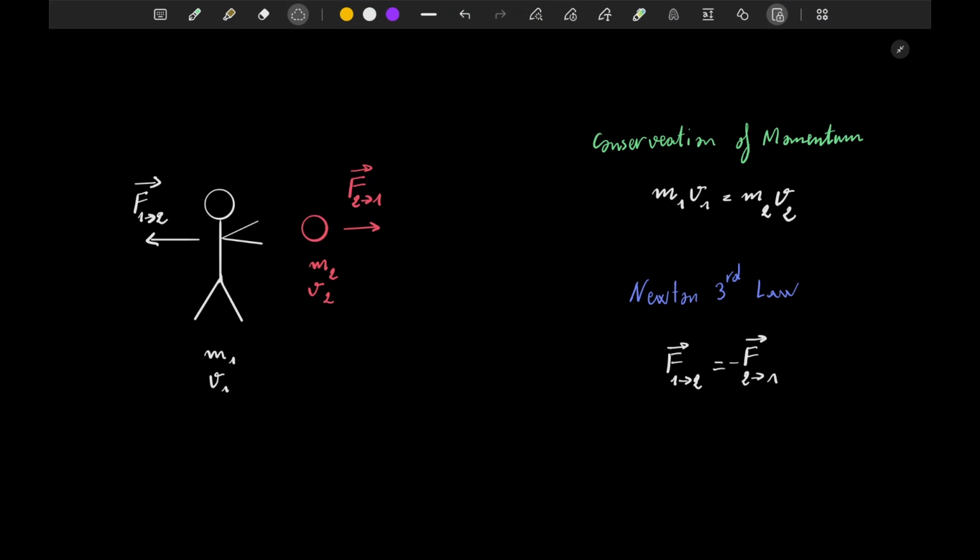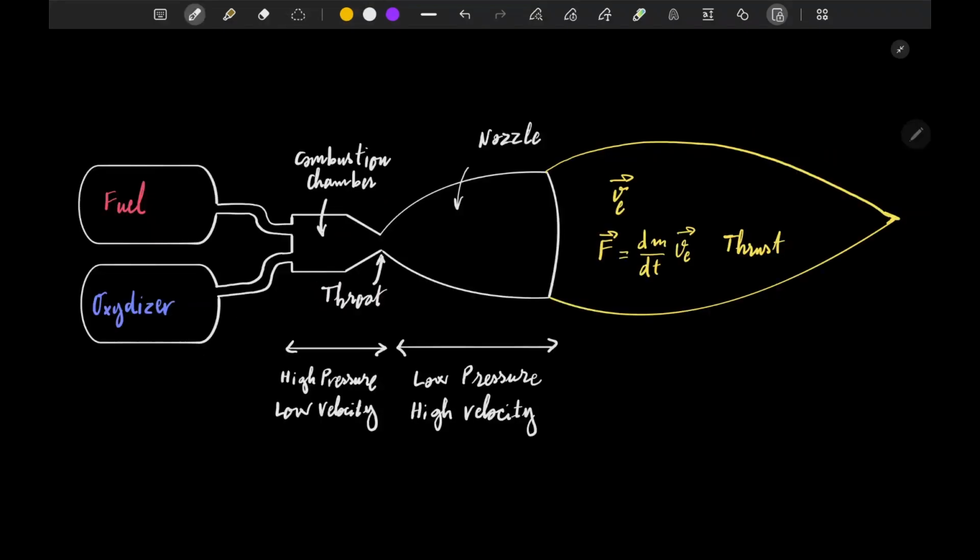So you can control how much you get pushed by pushing the ball faster or by pushing a heavier ball. Rockets work exactly the same way. Instead of a ball, we use gas. We push enough gas mass with enough velocity to generate thrust. We use the combustion of a fuel and an oxidizer to do just that. With the help of the throat and the nozzle, we change low velocity gas into high velocity gas.